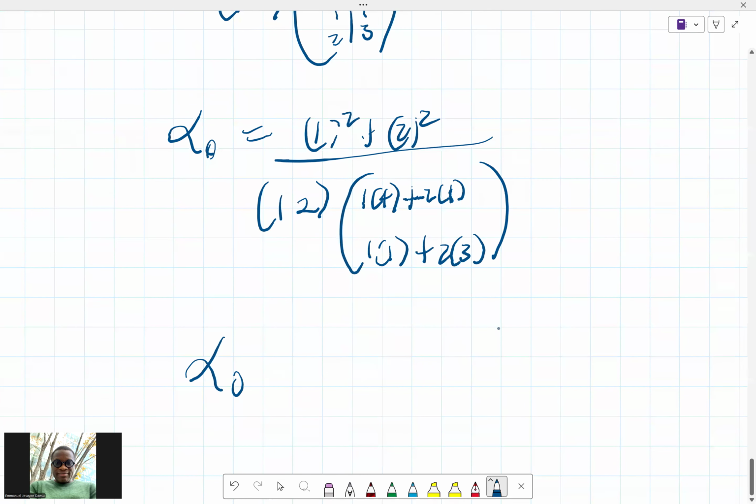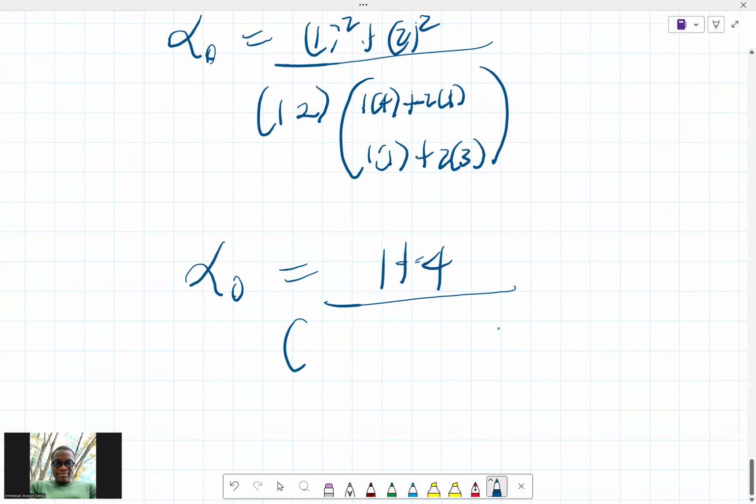So alpha naught is equal to 1 plus 4 up there divided by still 1, 2 here into 4 plus 2, 6. Then 1 plus 6 is 7. So it's 6 apiece, I guess that's the idea. Yeah, 1 times 1, 1. 2 times 3, 6. So that's 7, right? That should be 7. Hope that's correct. 6, 7.